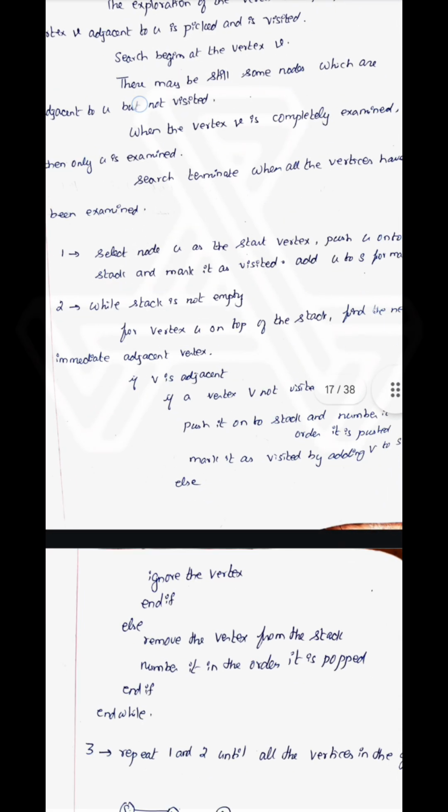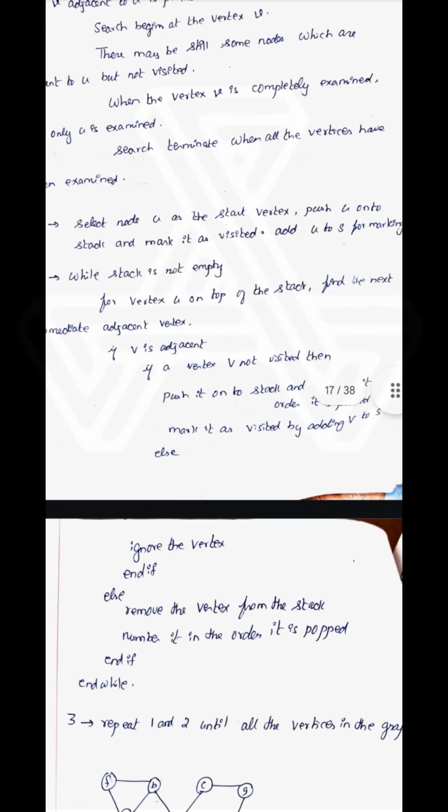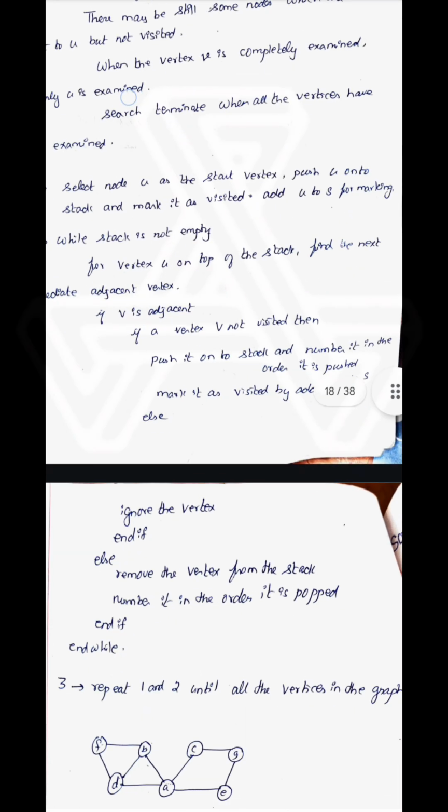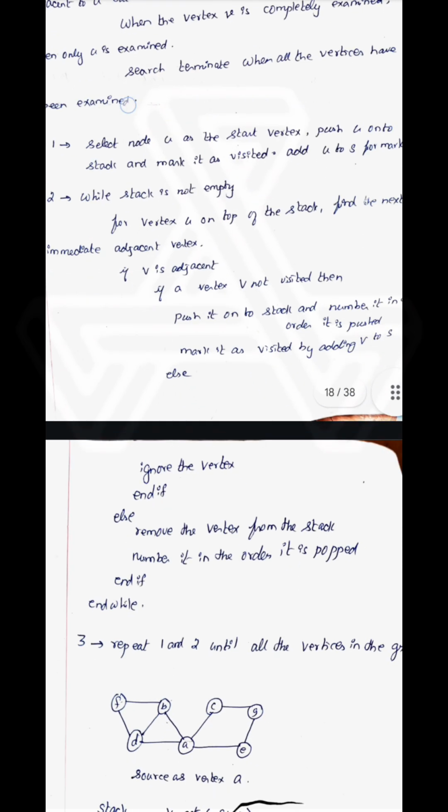Search terminates when all the vertices have been examined. The first thing is to select node U as the start vertex, push U onto the stack and mark it as visited. Add U to S for marking. While the stack is not empty, for vertex U on top of the stack, find the immediate adjacent vertex.